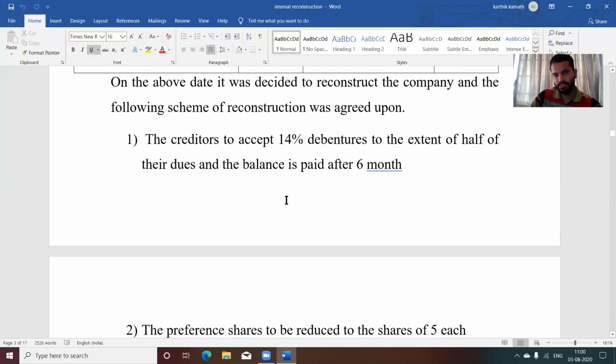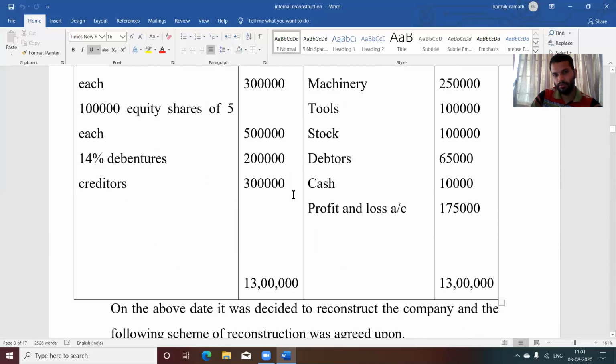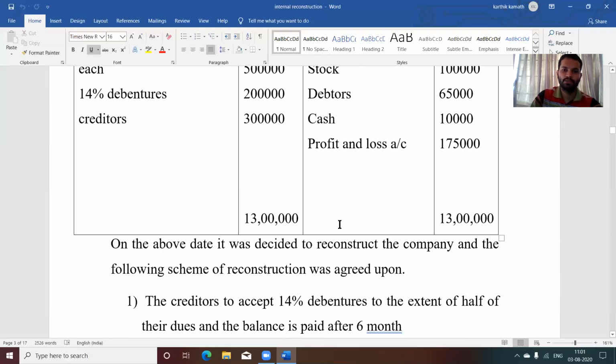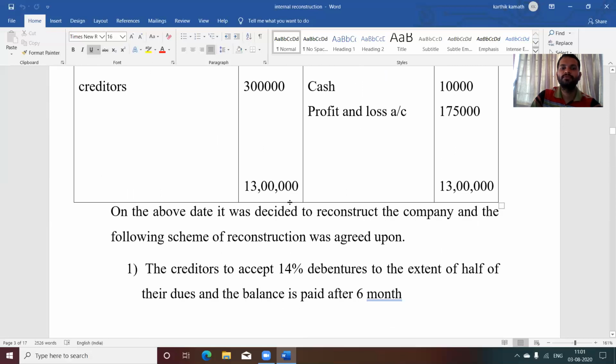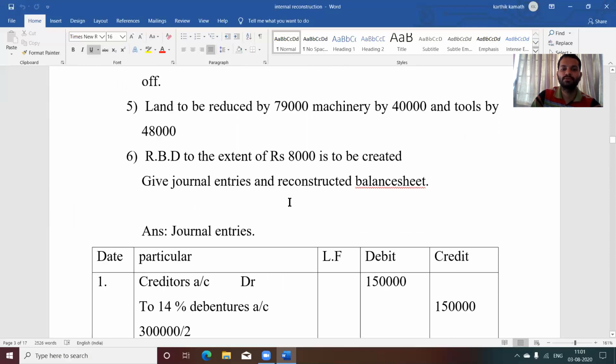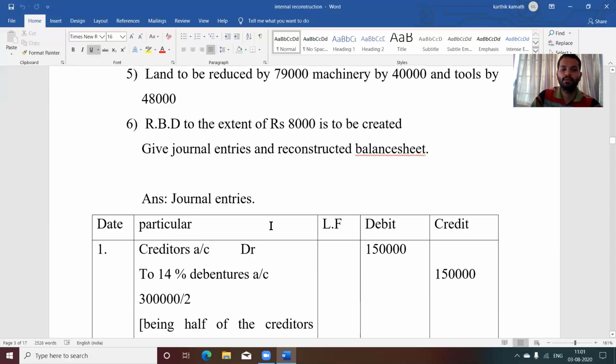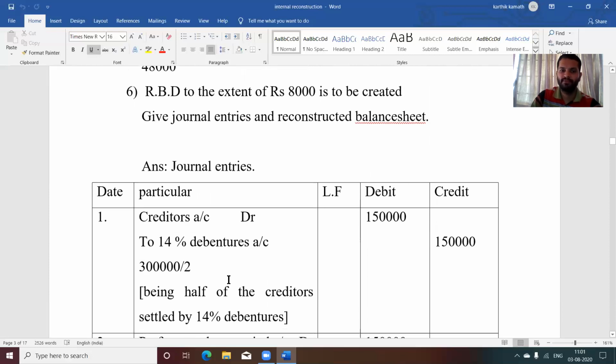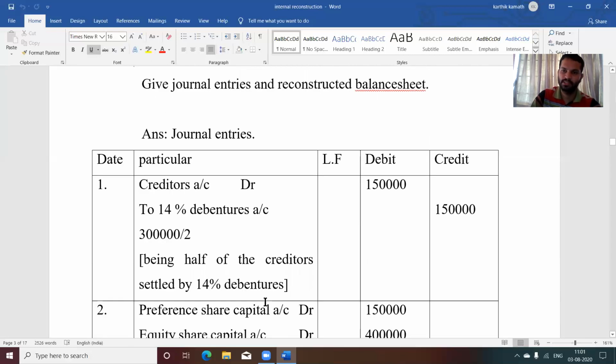creditors to accept 14% debenture. So the creditors' value given on the liability side of the balance sheet is 3 lakh. Half of their dues they will accept in the form of debenture. So half of their dues means 3 lakh divided by 2, 1 lakh 50,000 debenture. So you need to pass one journal entry: creditors account debit to 14% debenture. Half of their dues are settled, that is 3 lakh divided by 2, 1 lakh 50,000, being half of the creditors settled by 14% debenture account.